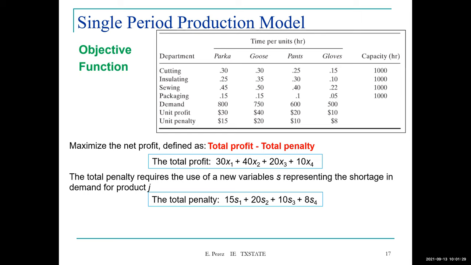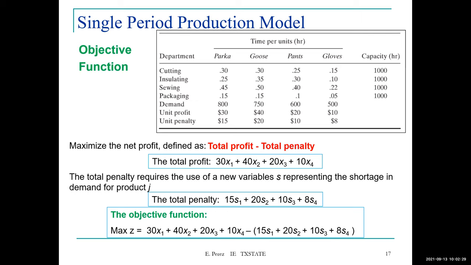I'm using a different decision variable in this case. The total penalty requires the use of a new variable S_j, representing the shortage in demand for product j. Again, X is the number of items that I'm going to be producing for each product. But in order to implement this penalty cost, I need to know how many I was unable to produce, which is the difference between that demand and the number of units that I end up producing per product. If that number is zero, there is no penalty associated with it. If that number is greater than zero, then I'm going to apply the penalty to it. So I want to make sure that those S1, S2, S3, S4 are as small as possible if they're not equal to zero.